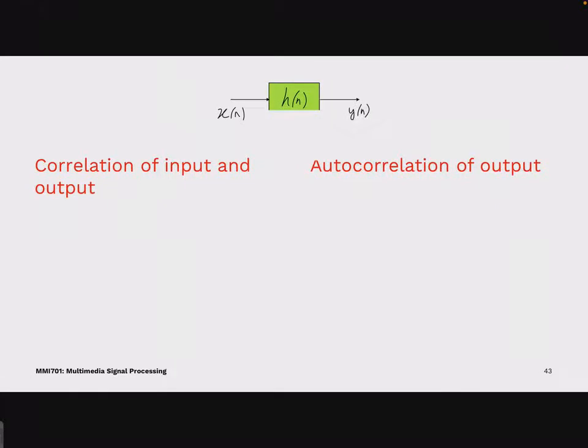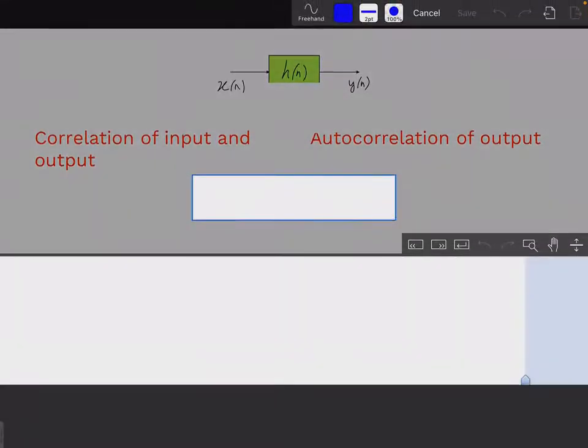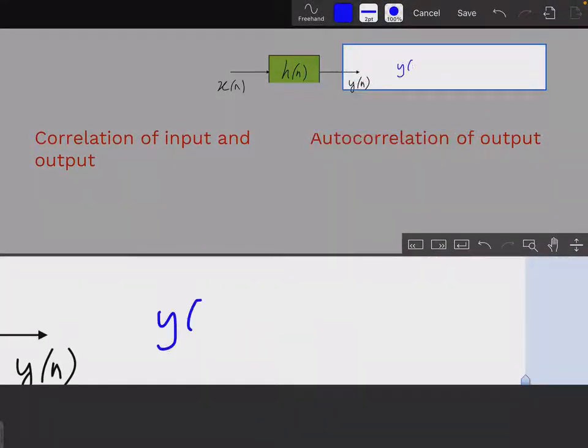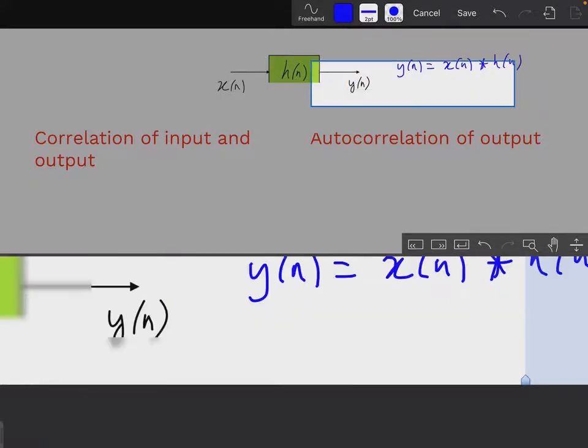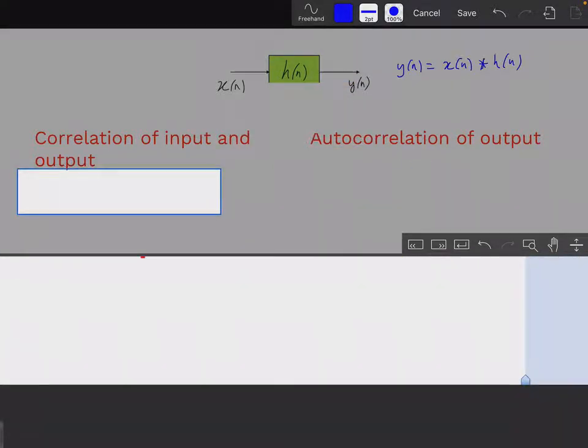So then what happens if we process a signal via a linear time invariant system and obtain an output, and we look at the cross correlation of the input and output? We end up with input-output correlation sequences. So we know that if we have such a system, the output Y of n is equal to X of n convolved with H of n, right? So let's have a look at the correlation of input and output.